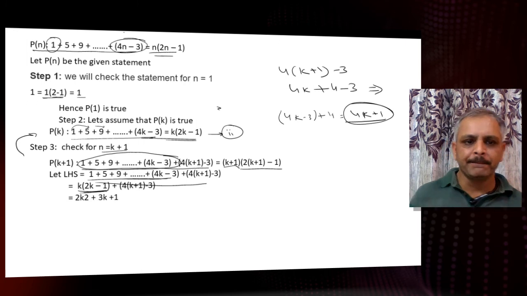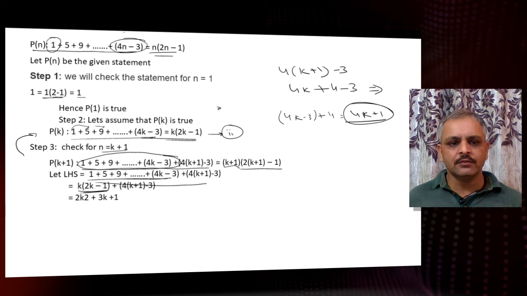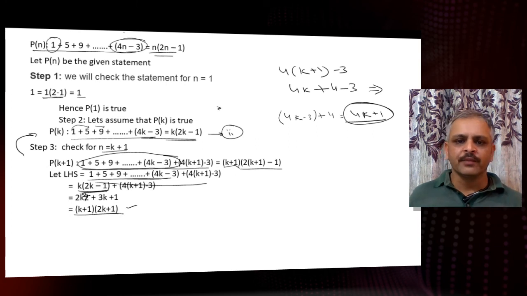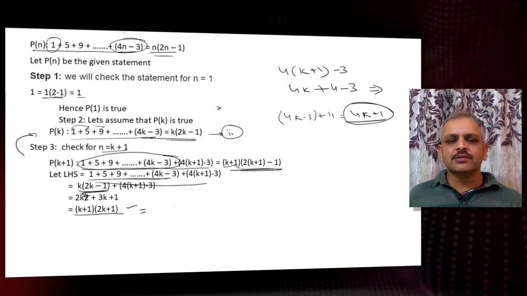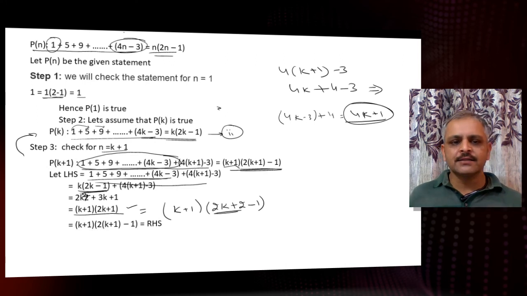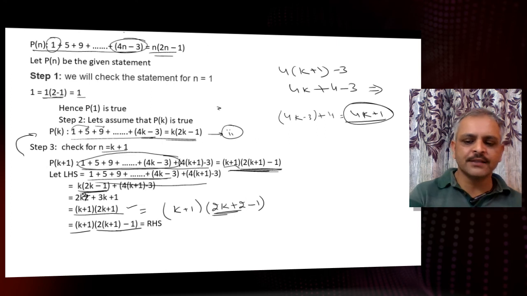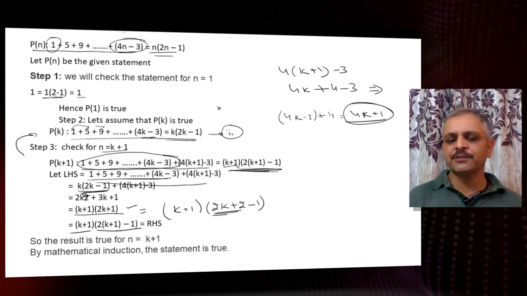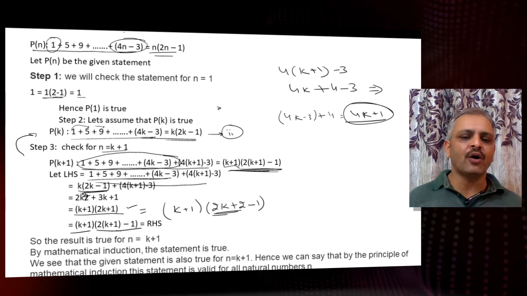And let's simplify them. So it will become 2k square plus 3k plus 1. And on factorization, I'll get k plus 1 into 2k plus 1. And this can be written as k plus 1, 2k, and this plus 1 can be written as 2 minus 1. And if I take 2 common, I can say that it is k plus 1, 2 into k plus 1 minus 1, which is equal to the right hand side of the given statement. So hence it is true for n is equal to k plus 1, and by the principle of mathematical induction I can say that it is true for all natural numbers.